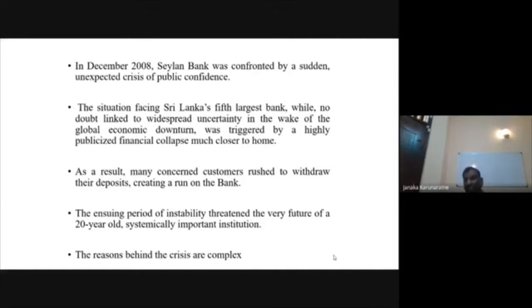So it was a significant lesson for all of us to ensure your banks run with proper risk management and governance structures, so that these things won't take place in your respective banks. The book itself has highlighted the reasons behind this crisis. Okay, and it says the crises are complex. So let's look at what the book says.